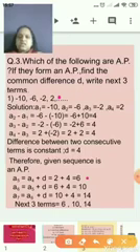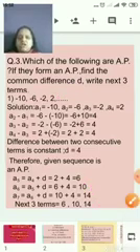Next is A6. A6 equals A5 plus D. So, it is 6 plus 4. The previous term is 6 plus the common difference 4, which is equal to 10. The next one is A7, the seventh term. A6 is 10, so 10 plus common difference 4. We will get 10 plus 4 as 14. So, the next three terms of the given AP are 6, 10 and 14.